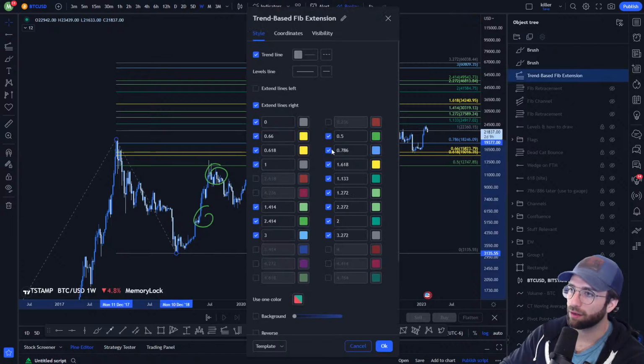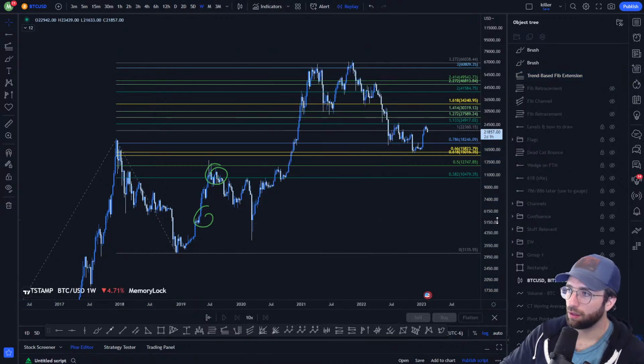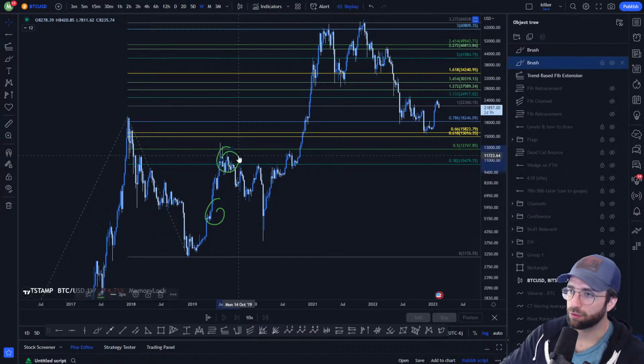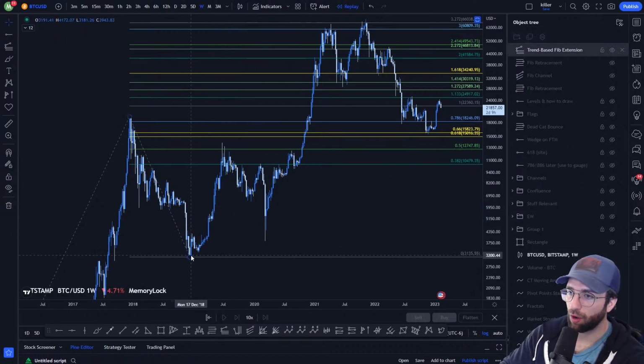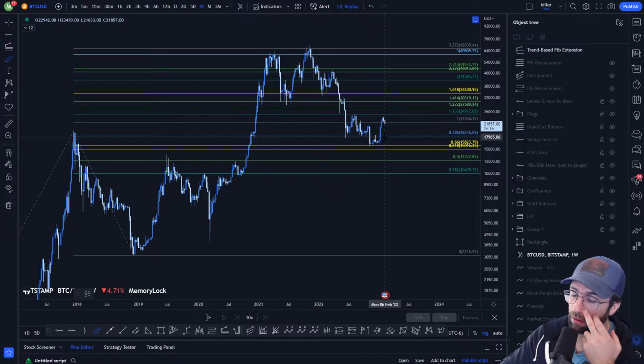And we can of course add lower ones too. I don't have them on here. Let's add like the 382. And again, we can still see how well respected it was, even drawing it all the way back here. So this could have been drawn in December of 2018. You could have had this drawn, and it helped you predict price action all the way 5 years later. Well, 4 years later, I'm going on 5. That's insane to think about. It's crazy, right?